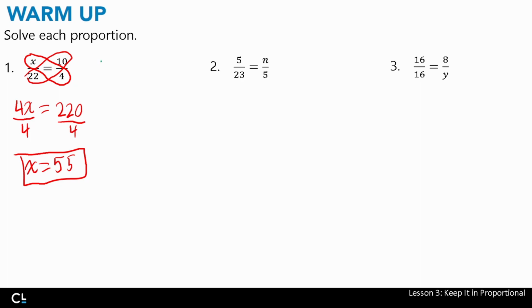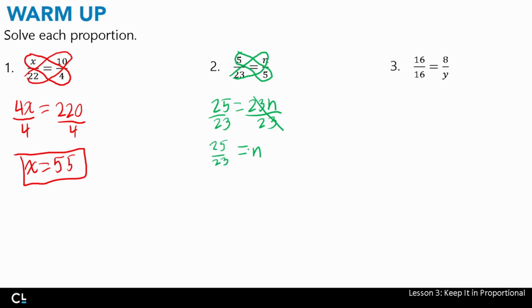So once again, we are cross multiplying for my second problem. That gives me 5 times 5, right? 5 times 5 gives me 25. And then 23 times n will give me 23n. Now we've got to divide. 23, 23, I'm going to cancel on this side, and I'm left with n on my right side. On my left side, we're not going to simplify this. We're just going to leave it as 25 over 23.